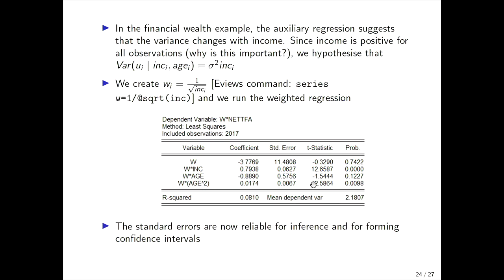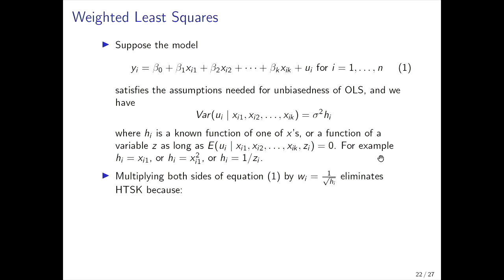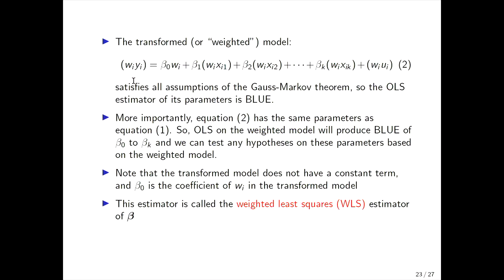You could really think of it as a three-step procedure here. At step 1, you choose hi. At step 2, you transform the original model by multiplying on both sides by wi to get rid of the heteroskedasticity. And then at step 3, you estimate the transformed model by OLS.